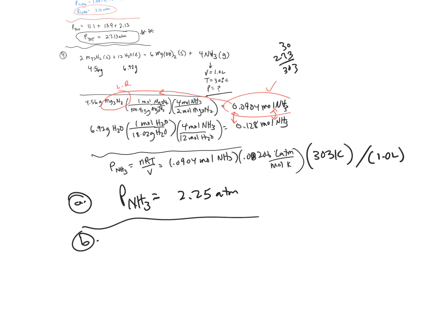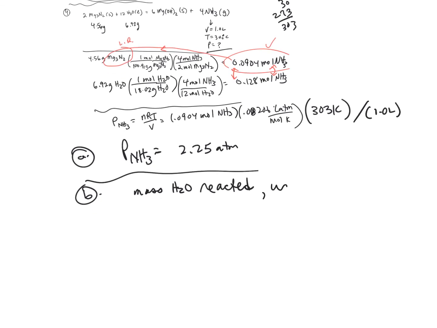All right, so we're going to look for the amount of water that was reacted. So we want to get moles of water reacted, and then we want to convert it to grams. So we want the mass of the water reacted or used up, and we're going to use the limiting reactant for that.